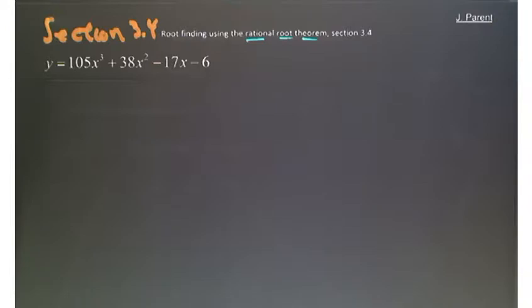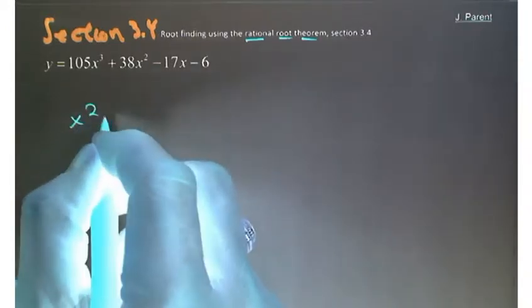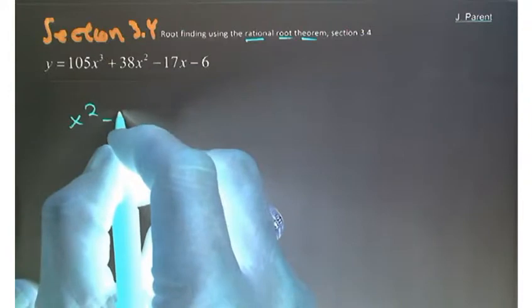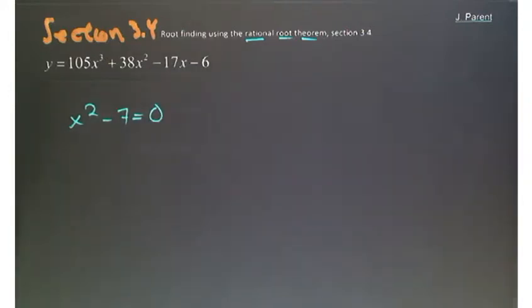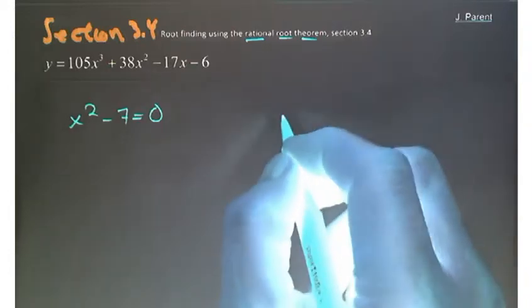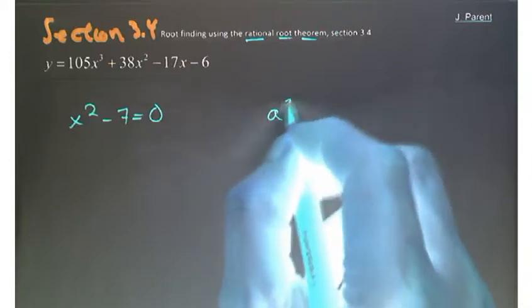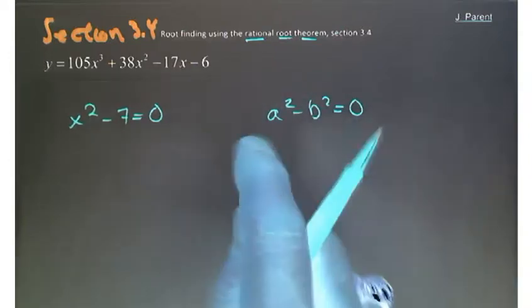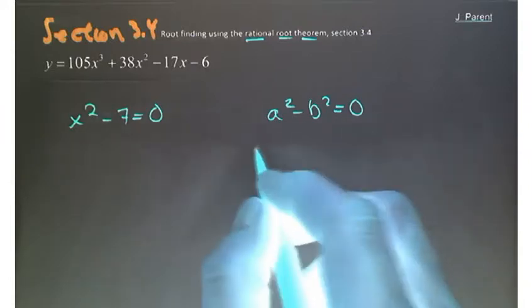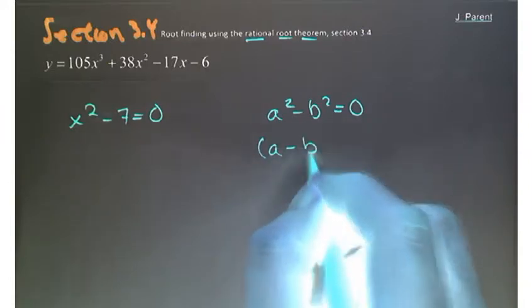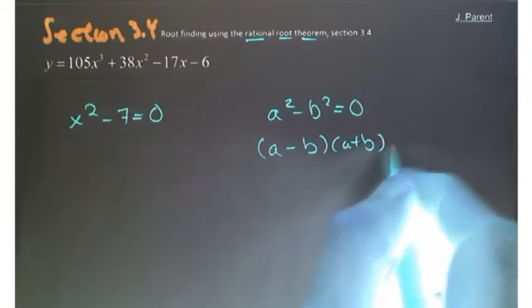Where would you get an irrational number? Well, here's a little heads up for your exam. Suppose I had x squared minus 7 equals 0, and I wanted to solve that one. Now, a lot of us would probably move the 7 to the right-hand side and get x squared equals 7. That's fine. But let me remind you that when I have a squared minus b squared equals 0, one of the things I can do is factor this as the difference of squares. So a minus b times a plus b.